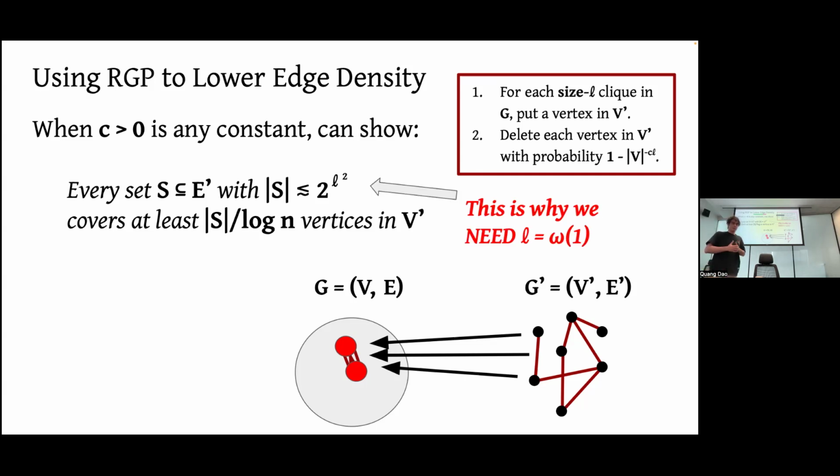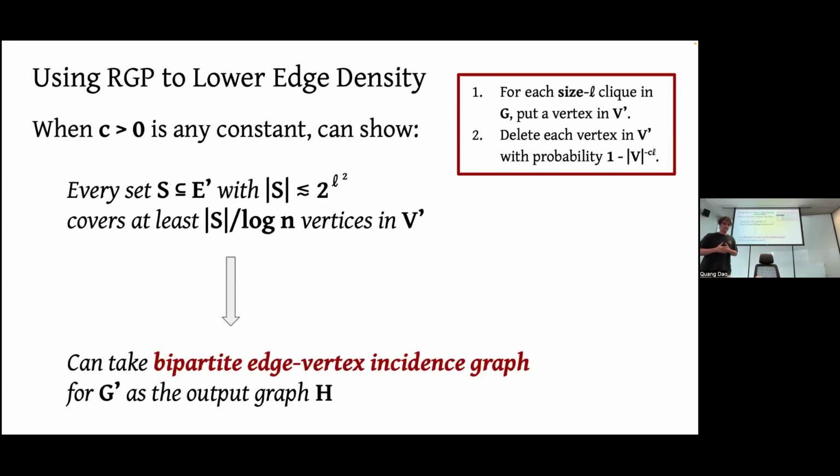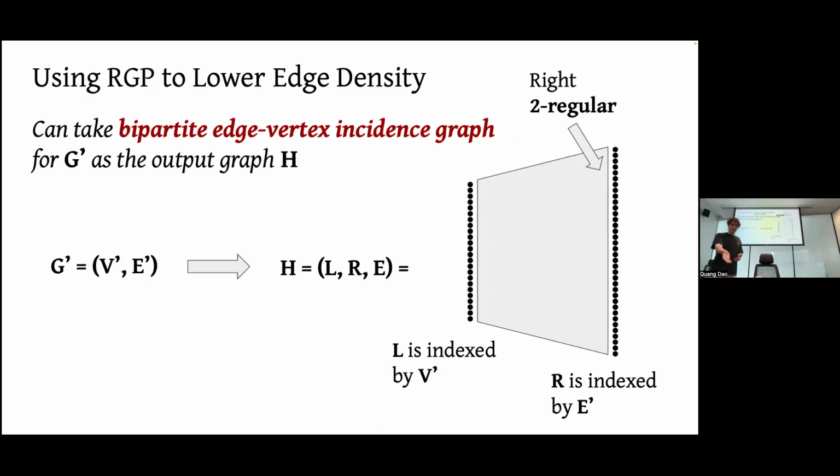Okay, but now notice this cutoff. Well, it isn't exponential in L. If we take L to be a constant, then we still only get this guarantee for constant size sets. So this is why we need to take L to be slightly super constant. Okay, and now we can just take the bipartite edge-vertex incidence graph for G prime as the output graph H. This is just the conversion that I've already described a couple of times now. Looking at it from this pictographic format, every right vertex in H will be indexed by an edge in G prime, and every left vertex is indexed by a vertex of G prime. And it's right regular, as we require.